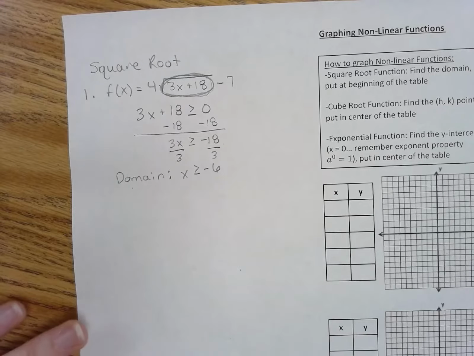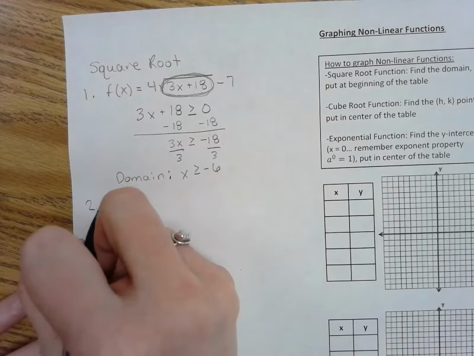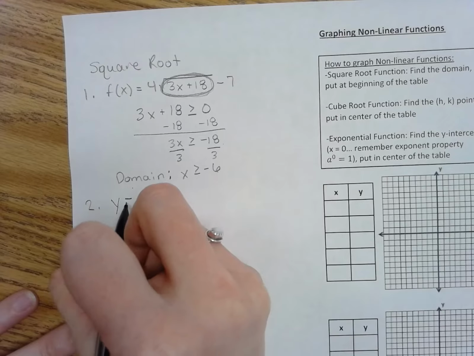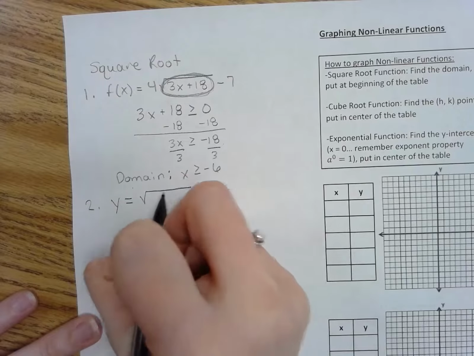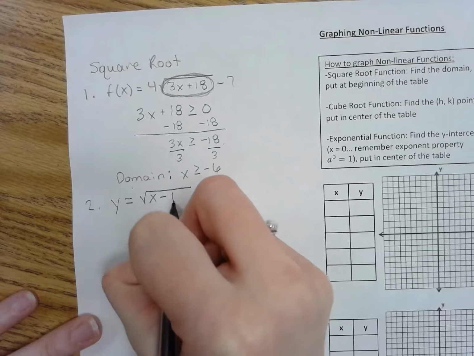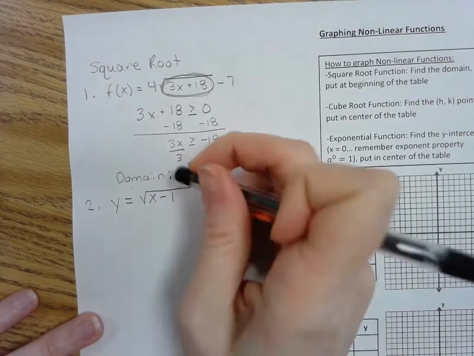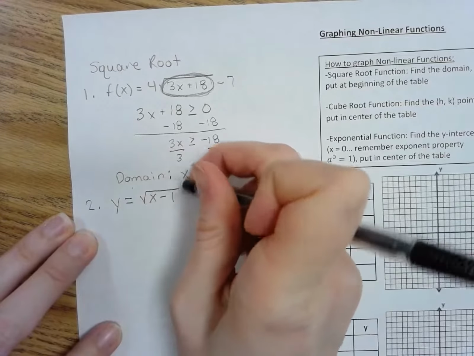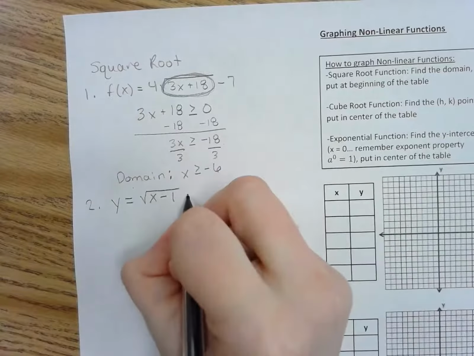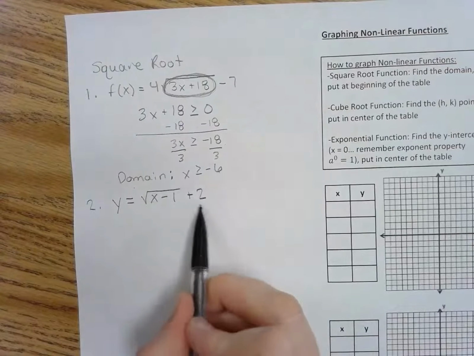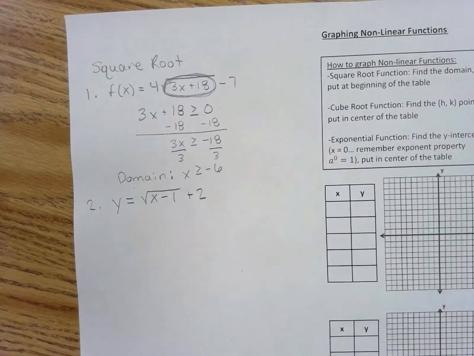The first graph we're actually going to work with is number 2. It's still a square root function. So the square root of x minus 1, and then there's plus 2 on the outside. My radical's a little bit long there. Plus 2 on the outside. Be very careful that that stays outside your radical.